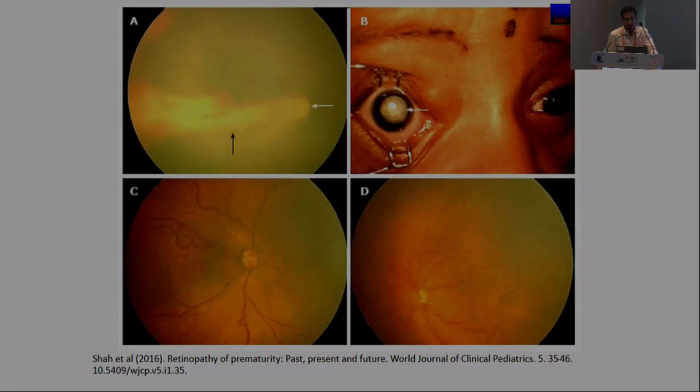Once there is a dilatation and tortuosity of vessels at the posterior pole, this is the predictor of aggressive ROP. Now this aggressive ROP is also noted in anterior zone 2. So that is why the terminology is now changed from aggressive posterior ROP to aggressive ROP. And this is the disease that does not progress through the conventional stages of ROP and needs to be tackled early.